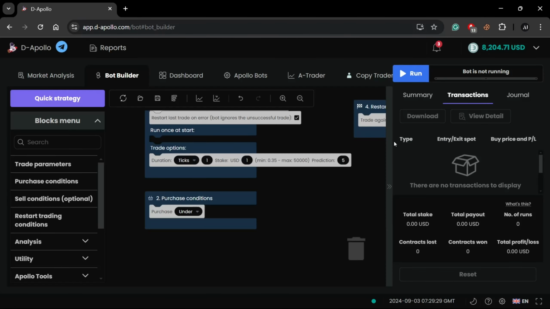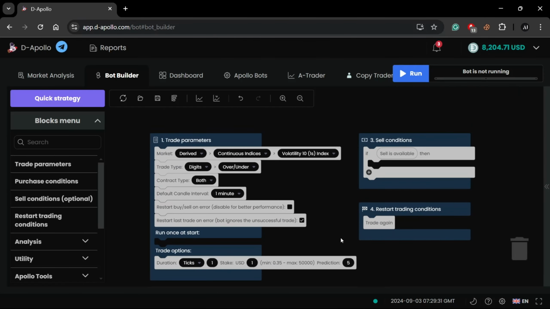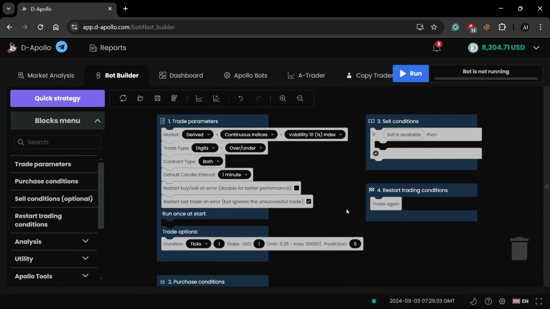So that is the first part, which is trade parameters. It is where you set the trading parameters that you want your bot to use: which market you want to trade with, which contract type, which candle interval you want to use, and where you set your duration and the variables for your stake, TP, all of this is done in the trade parameters.